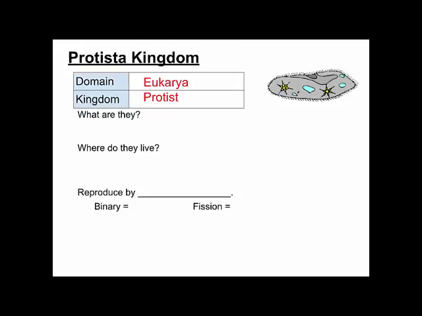What does it mean? Protista? I'm not sure where the name, like the origin of the name comes from. It's a good question. I'll check that out.